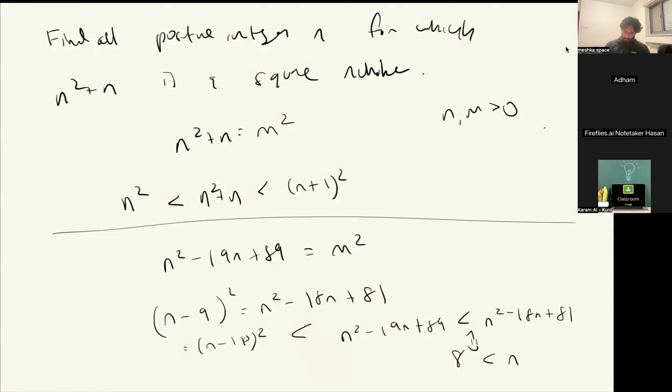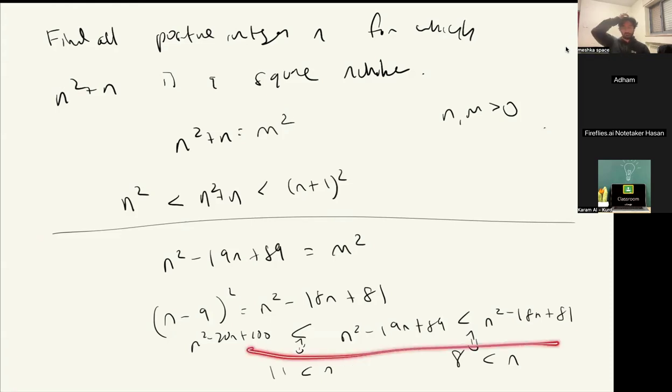So this one is n squared minus 20n plus 100, and what happens here? So this one is true if and only if n is at least 11. Okay, so for n big enough, it's between these two, and then it's impossible, right? And then you can check 1 through 11, I think, by hand.